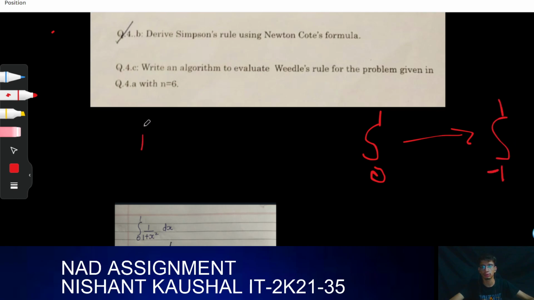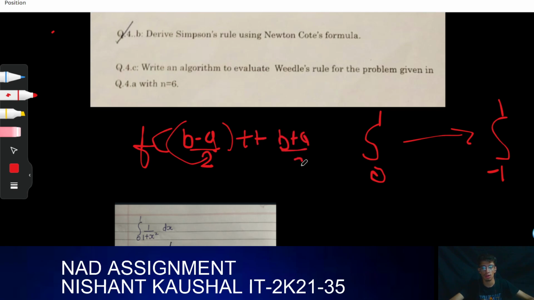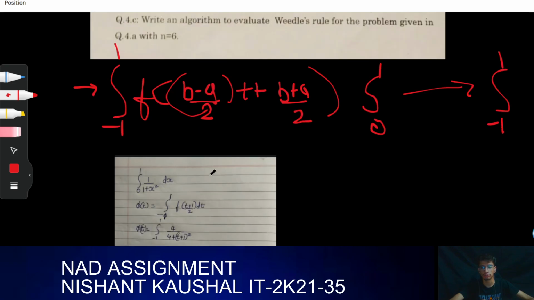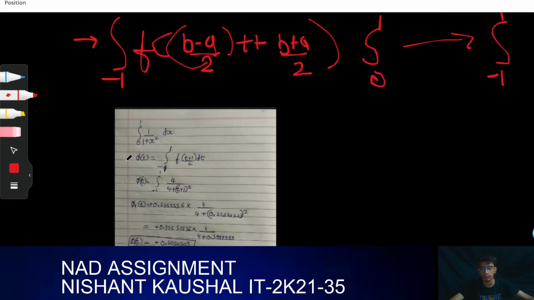So what we can do is, in place of f(x), we can write f of (b minus a) upon 2 into t plus (b plus a) upon 2. This formula will change it to the range -1 to 1. So that's what I have done here. As you can see, phi of t will be the integral from -1 to 1 of f of (t plus 1) upon 2 dt.